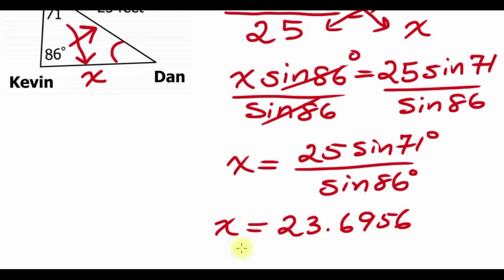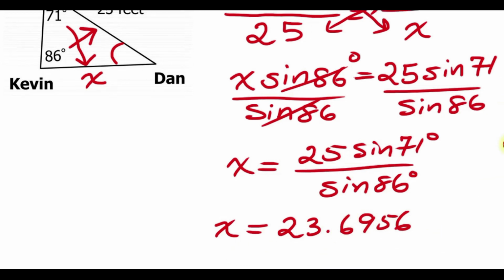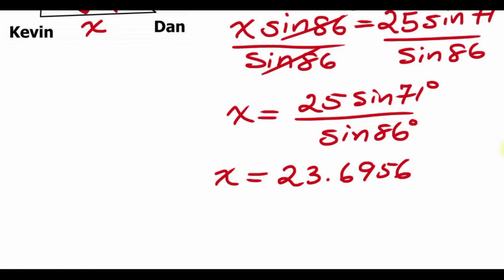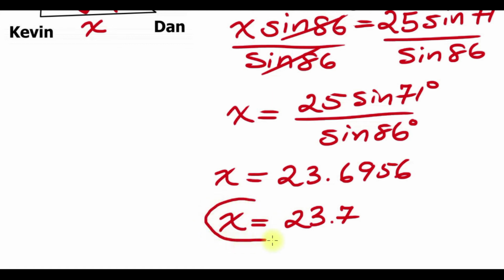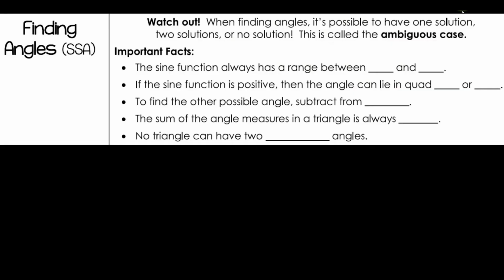23.6956, and we want to round this to the nearest tenth. So x is going to be 23.7. Okay, so the distance from Kevin to Dan is about 23.7. You can also use the law of sine to find an angle.